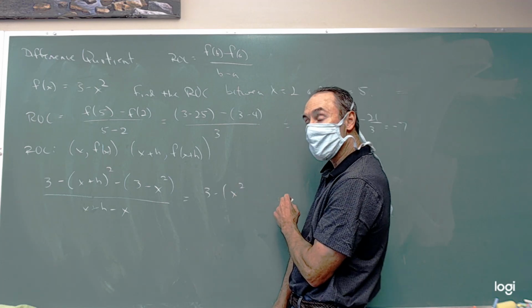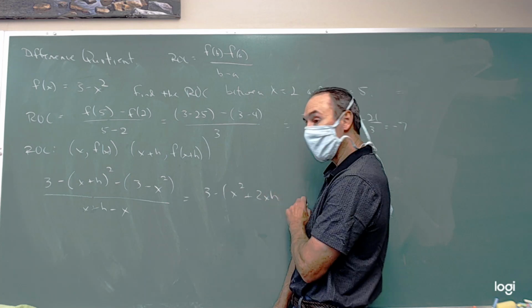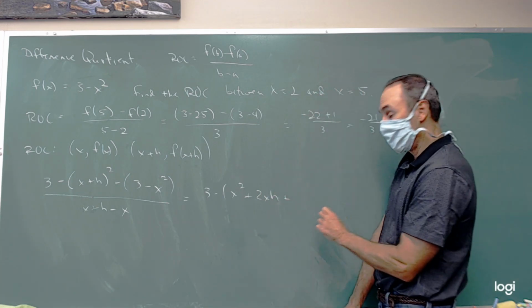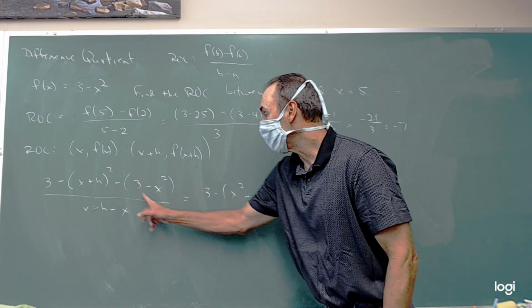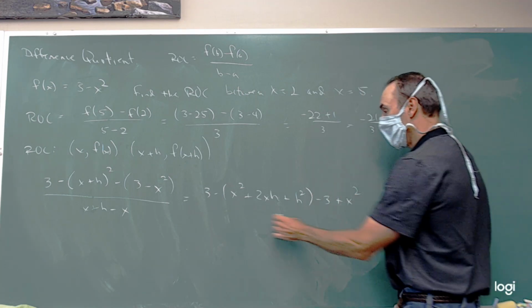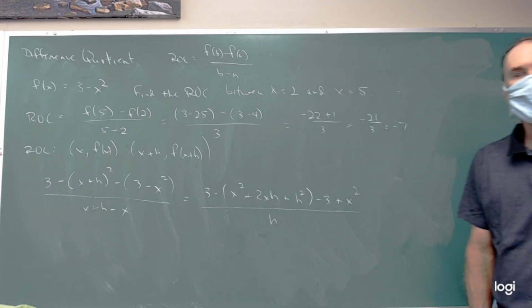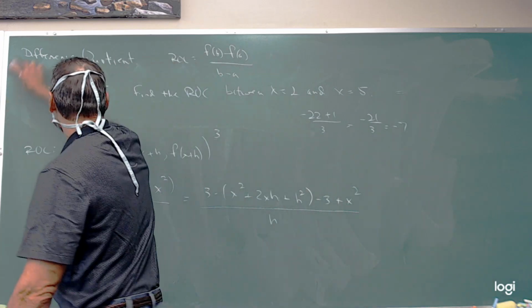So that we have the 3 minus, the first one squared is going to be x squared, twice the product is going to be 2xh, and the second one squared is going to be h squared. And I'm going to go ahead and distribute this negative sign and go a minus 3, a plus x squared, and the x plus h minus the x leaves us with just h in the denominator. Okay, I'm going to clear off space because I'm going to work my way up now.